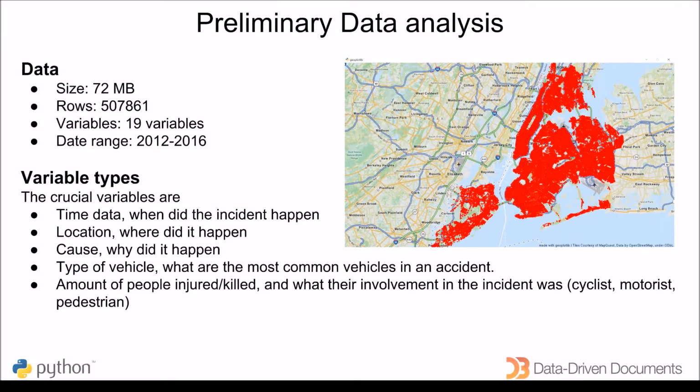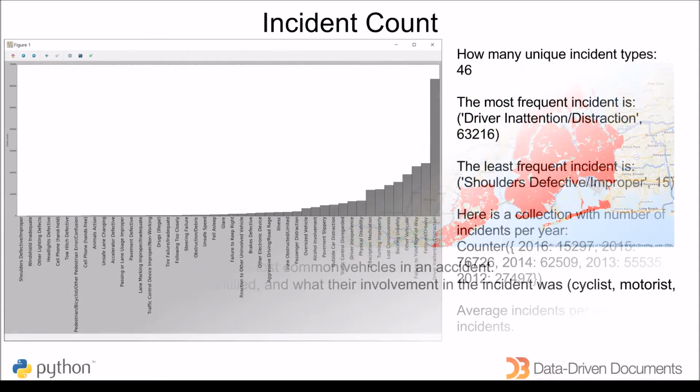Some of the crucial variable types we have are time data, which we need to answer when. We have some location data. We also have the cause of the incident. We have the types of vehicles that are in the incident, and we also have the number of people that were injured or killed in the incident. And the plot here is actually all the incidents throughout New York City.